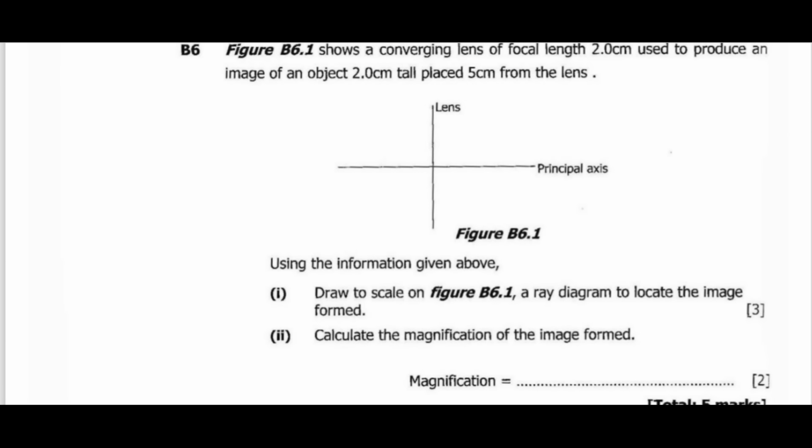6. Figure B6.1 shows a converging lens of focal length 2.0 centimeters used to produce an image of an object 2.0 centimeters tall, placed 5 centimeters from the lens. Using the information given above, draw to scale on figure B6.1 a ray diagram to locate the image formed. So whenever you are told to draw to scale, you need to make the measurements using the rule. So make sure you use the rule.